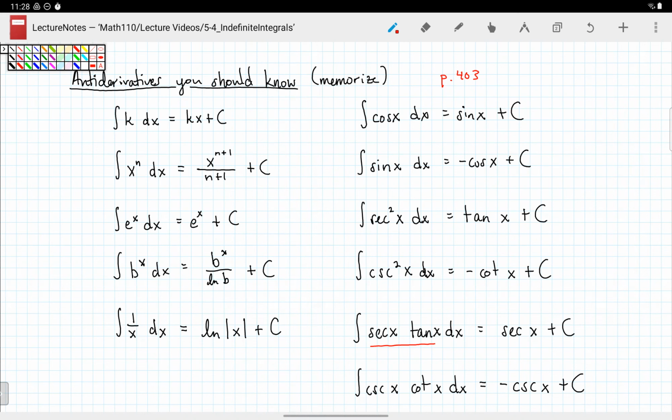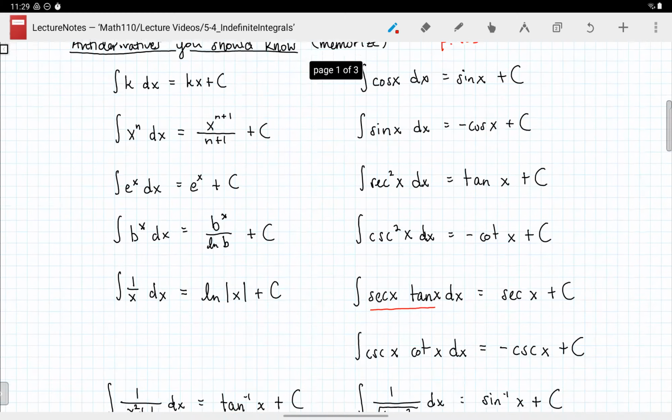memorizing these forms so that if you happen to see a secant x times tangent x show up in an integral, it pings some memory to go, oh, this is secant x. Okay, so I recommend that you actually memorize these in whatever way you memorize things, if you use flashcards or whatever works for you.